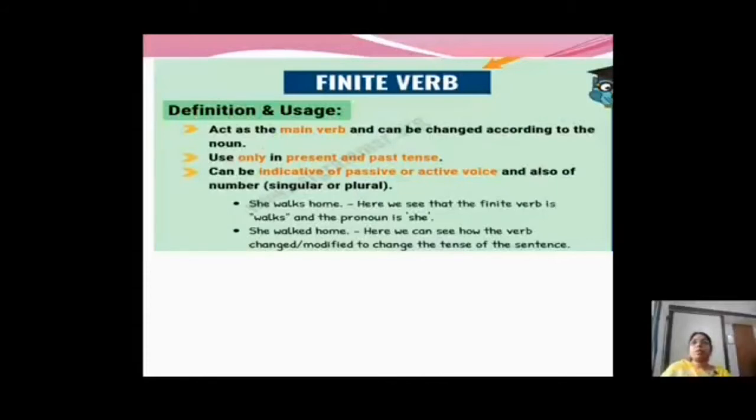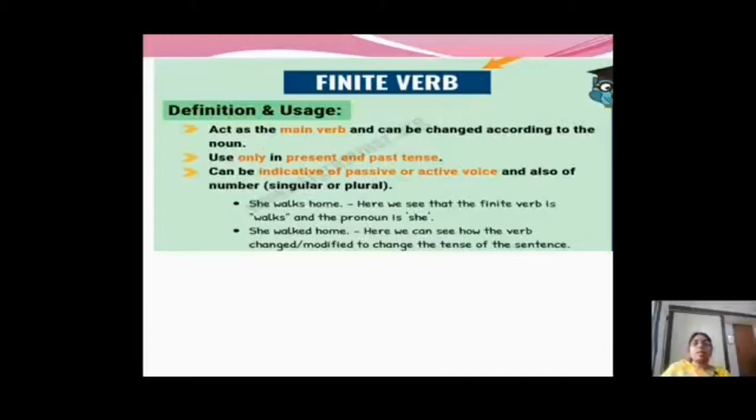See, one point I wish to say is, she walks home. Here we see that the finite verb is walks. What is the verb here? Walks. What is the pronoun? She. That is present tense. Why is s added? Because it is third person singular, that's why verb plus s.